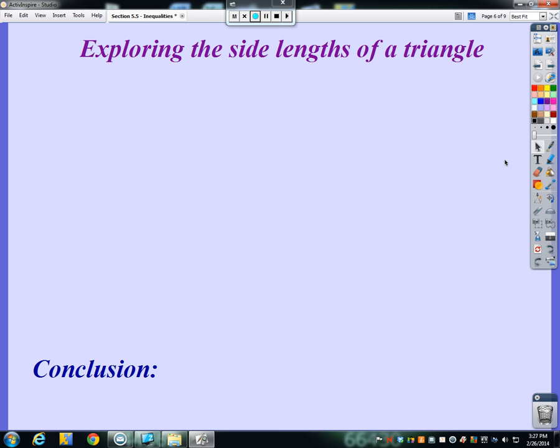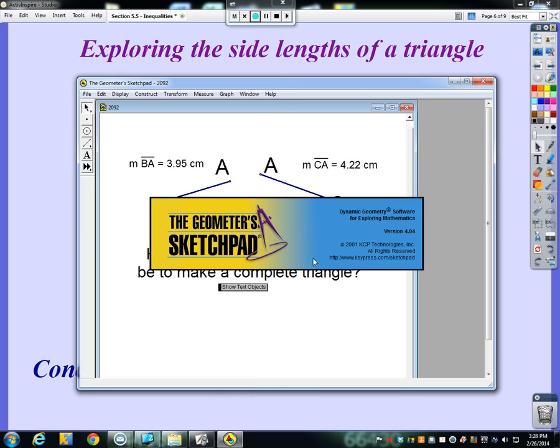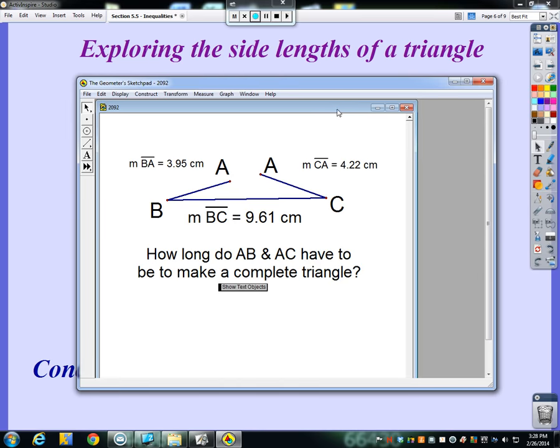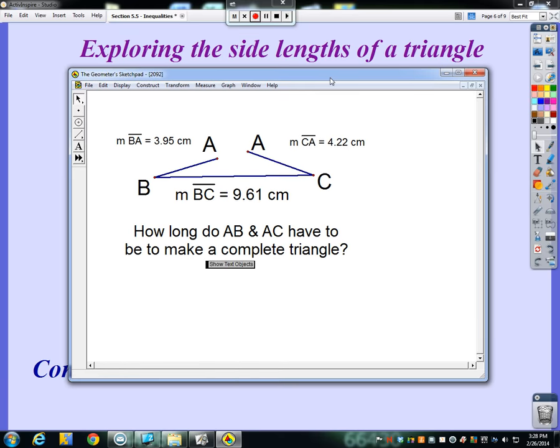Now, there's one other feature we need to talk about besides the relationship between angles and sides of a triangle, and that's exploring the lengths of a triangle. For example, I can't just randomly give you three numbers that supposedly represent side lengths of a triangle. Not every three numbers I give you are going to make a triangle. So here's what we're going to do for a short time with Sketchpad here, is to discuss what has to happen for the three sides of a triangle to really make a triangle.